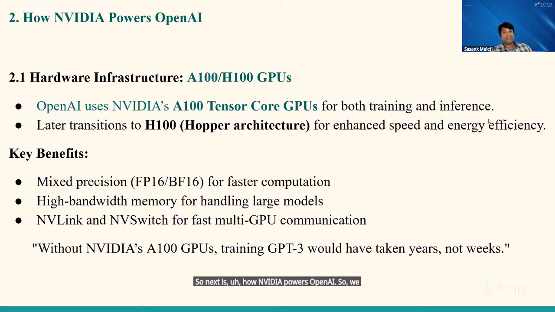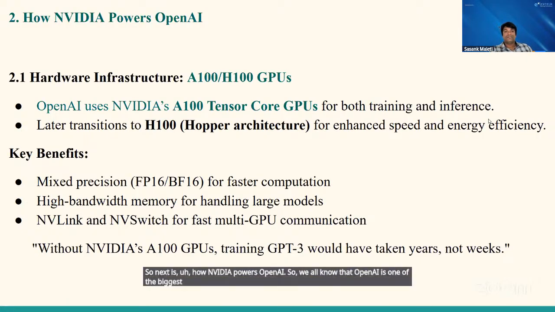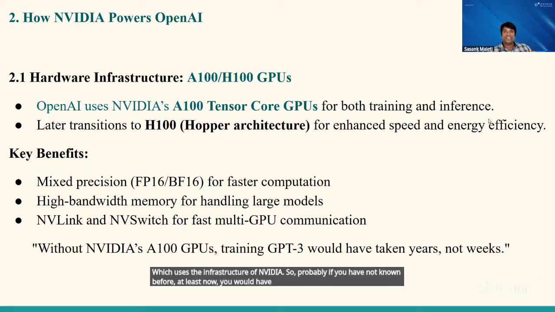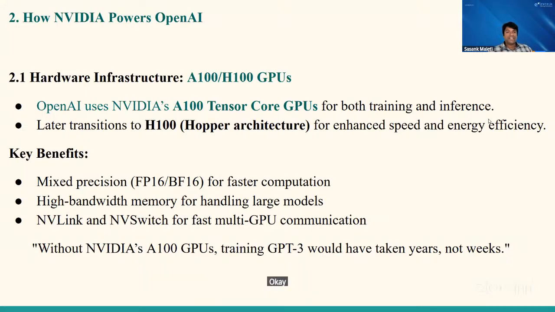We all know that OpenAI is one of the biggest companies which uses the infrastructure of Nvidia. Probably if you have not known before, at least now you would have known that the company OpenAI is being powered by Nvidia, right? They basically use two chips, A100 and H100. OpenAI uses Nvidia's A100 Tensor Core GPUs for both training and inference. The latest, I would say, went on to the Hopper architecture.